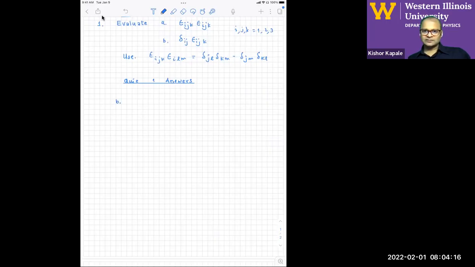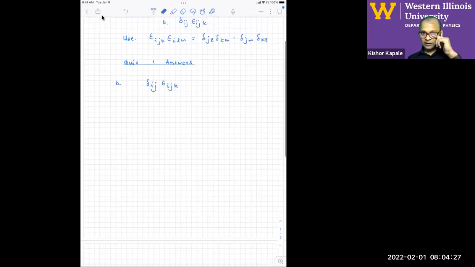That's the easiest one. And delta ij epsilon ijk. How would you go about even handling this, right? There are two ways of doing this. Let's do the brute force simplest way first, right? So any index that's being repeated is going to get summed over and so on, right?